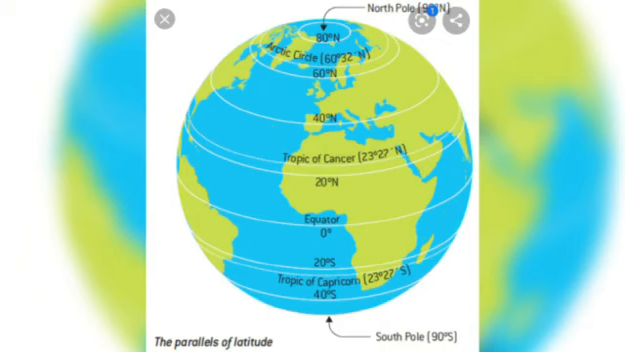Then what are the 5 main parallels of latitude? The first one is the equator at 0 degree, which divides the earth into 2 equal halves, and this is the only great circle; all the rest are small circles. The rays of the sun throughout the whole year fall vertically at the equator, making the place very hot. Then we have the Tropic of Cancer at 23.5 degree north latitude.